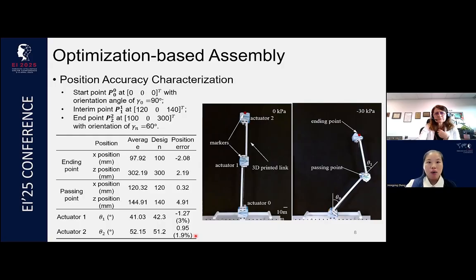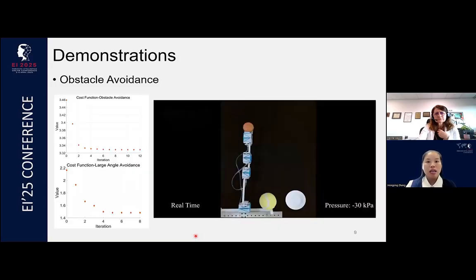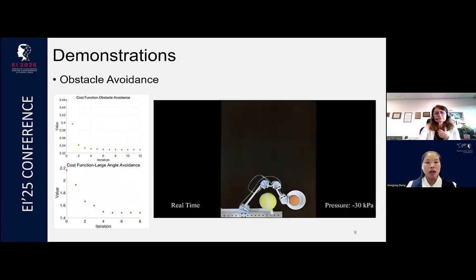And now we are wondering about the application scenarios. For the first application, we use this as a robotic arm, but this time we have an obstacle. We use our optimization to decide the configuration. After we assemble them, as you can see, it can avoid the obstacle and also place the object in the desired position.